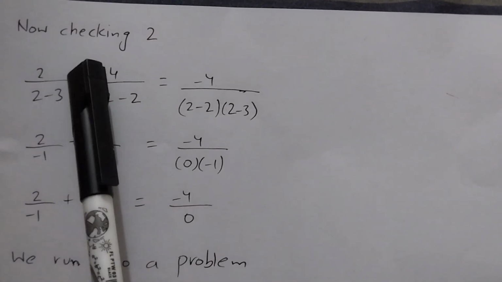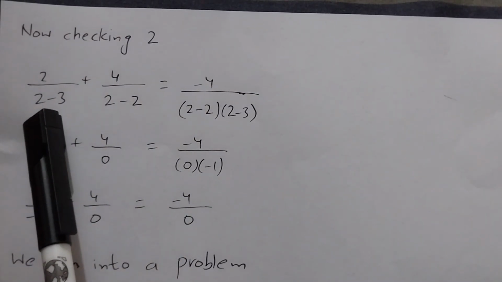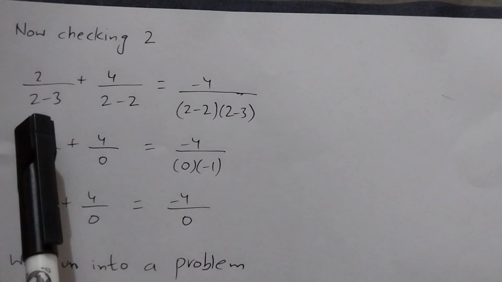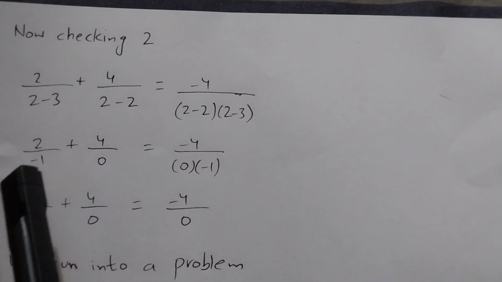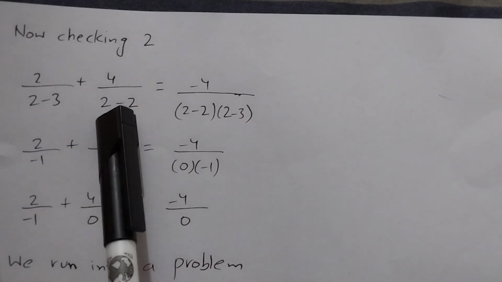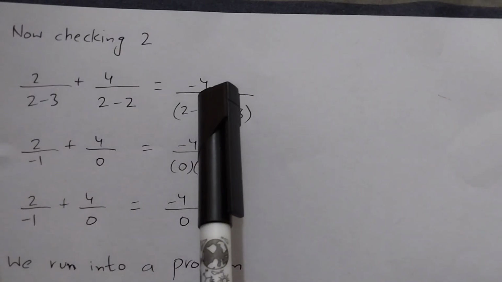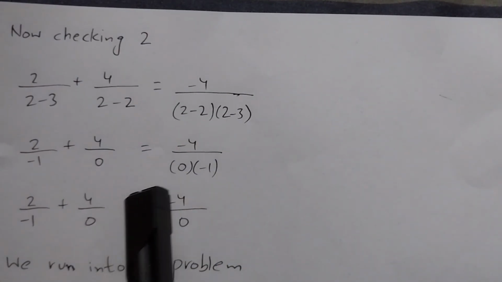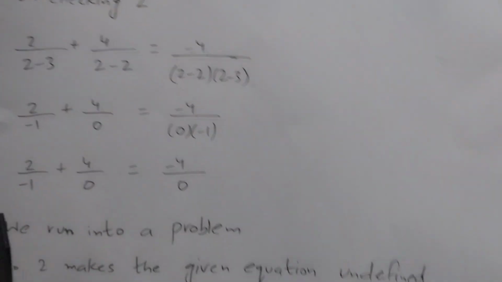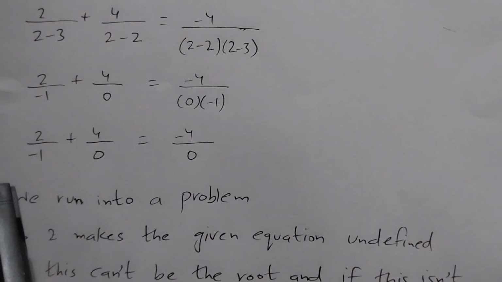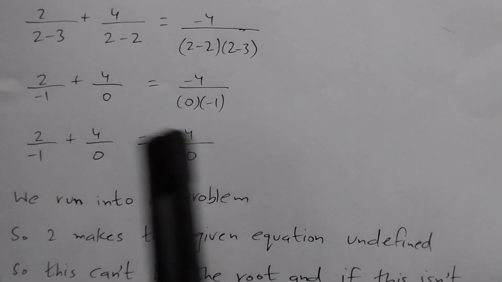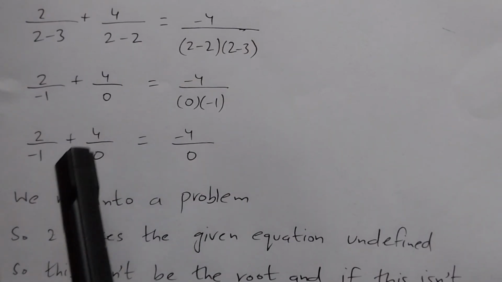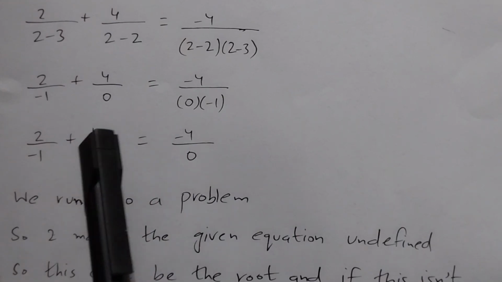Now we'll be checking 2, and when we put 2 in our given equation, on the left hand side we get 2 over 2 - 3 plus 4 over 2 - 2, and when we solve it, we get 2 over 2 - 3, which is -1, plus 2 - 2 is 0, so plus 4 over 0. And on the right hand side we get -4 over 0 times -1. So on the left hand side we are getting 2 over -1 plus 4 over 0, and on the right hand side we are getting -4 over 0.